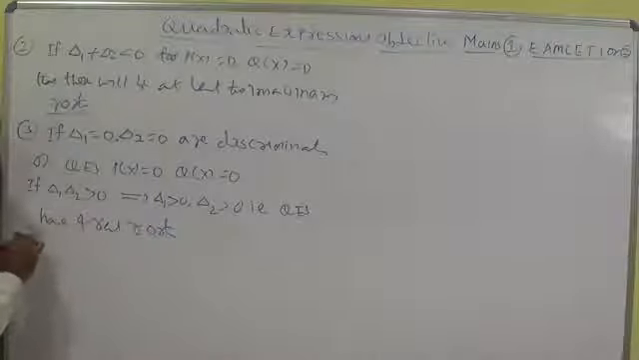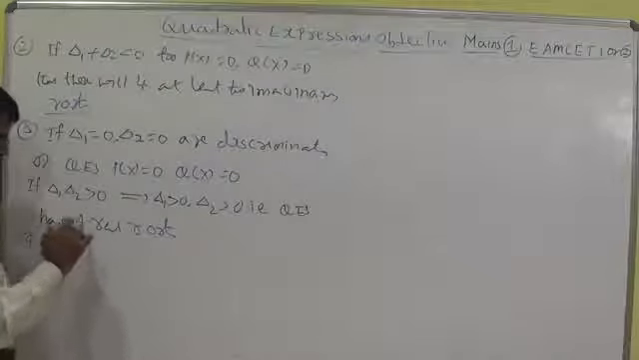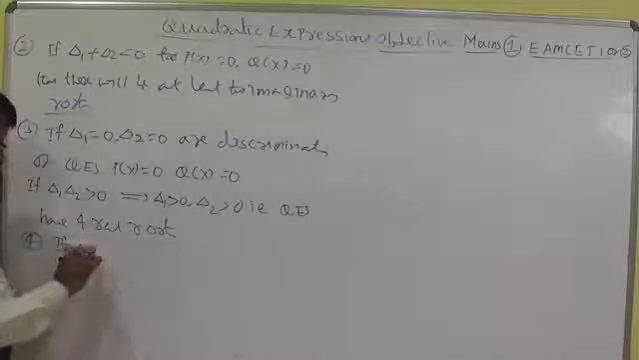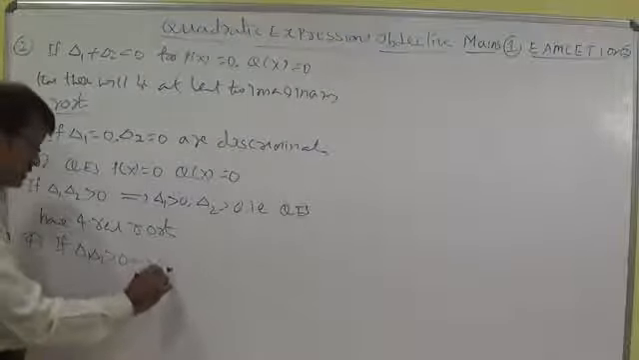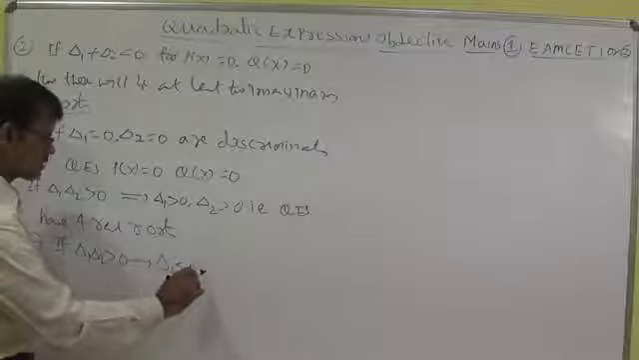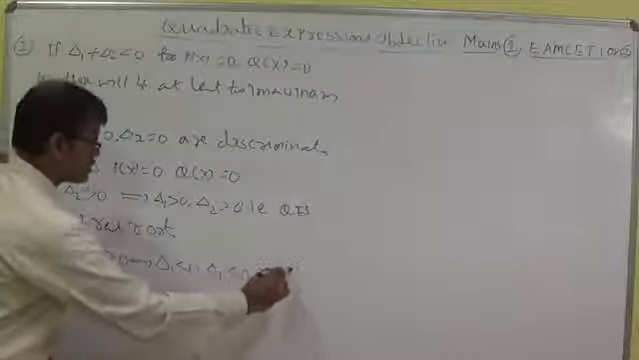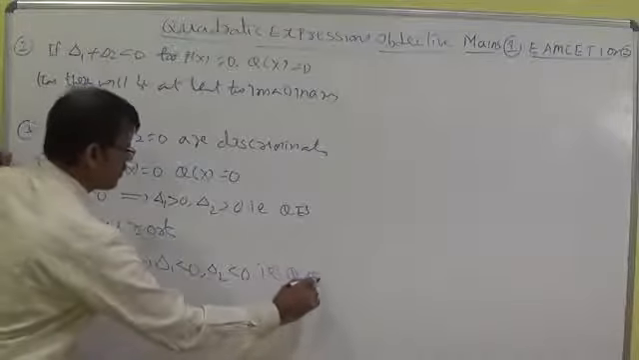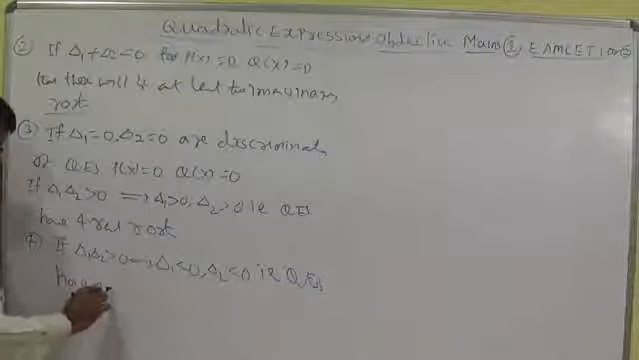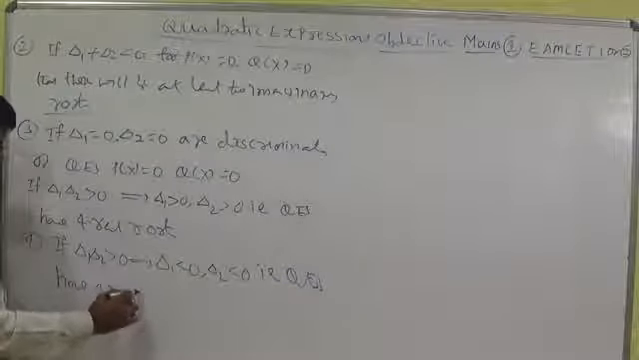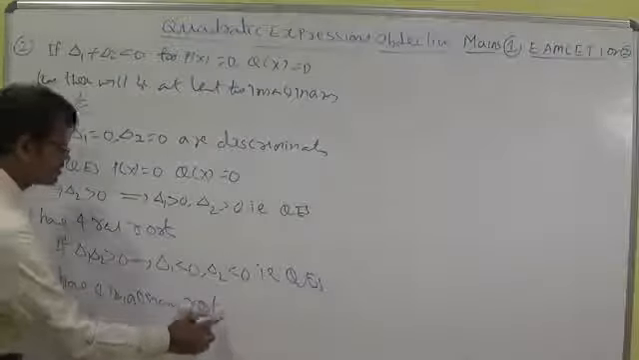Next, in a similar way, there is a chance I am saying: delta 1, delta 2 greater than 0, that implies delta 1 less than 0, delta 2 less than 0. Then what will happen? Q will have 4 imaginary roots.